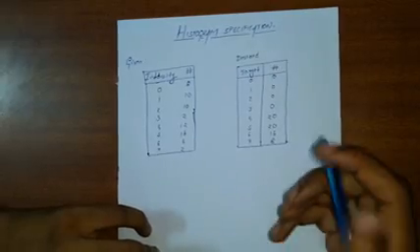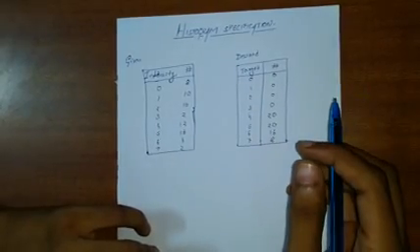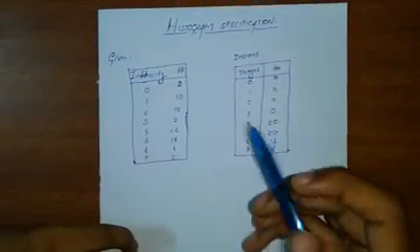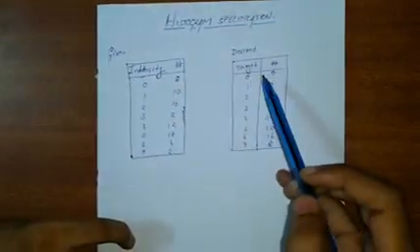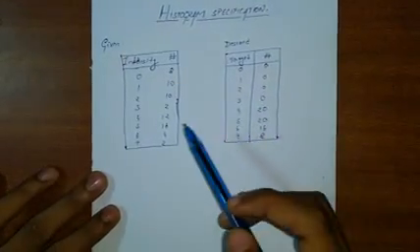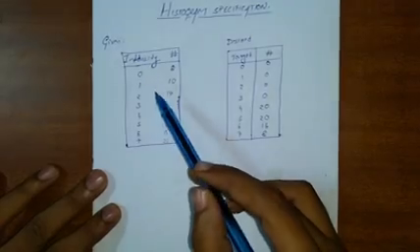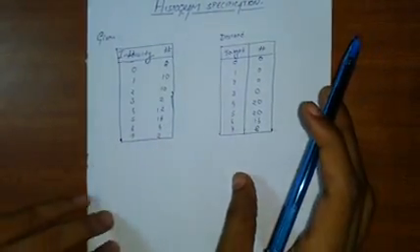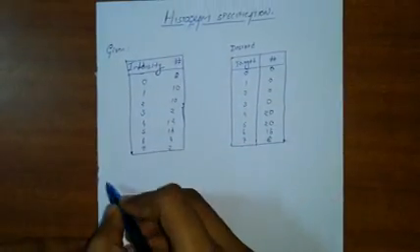Hello guys, we'll see how histogram specification works. Unlike histogram equalization, we'll be given target values also. We'll be given target intensity values. So our main aim is to map the given intensity values to the desired target values. So we'll see how the steps go.